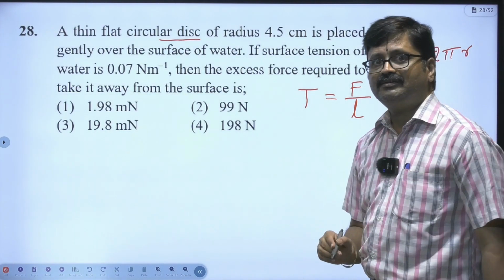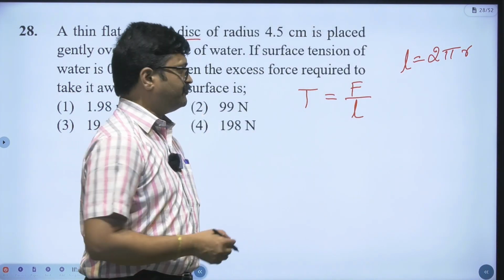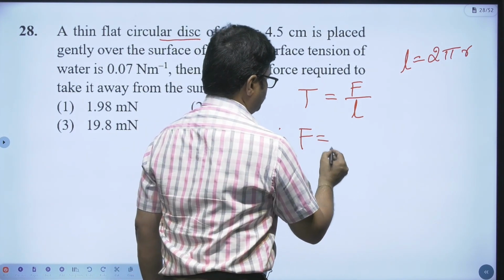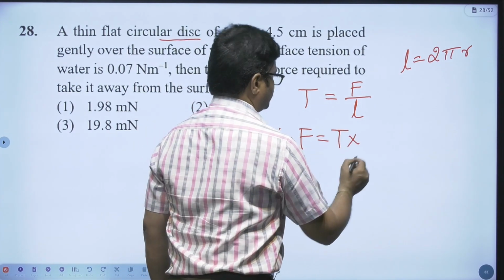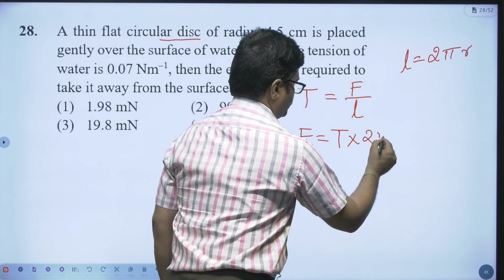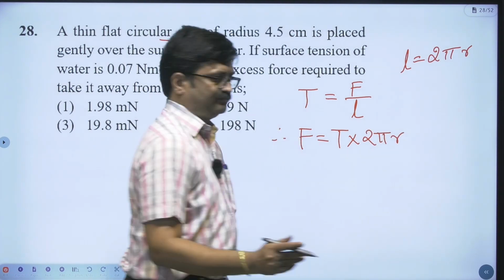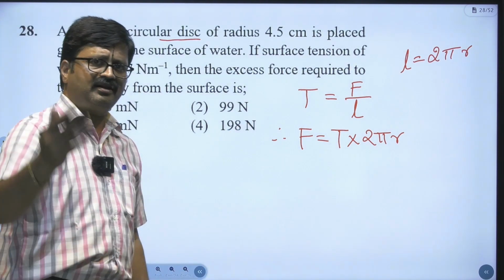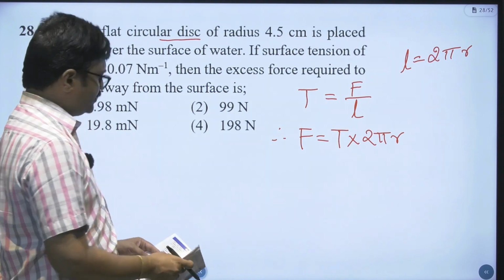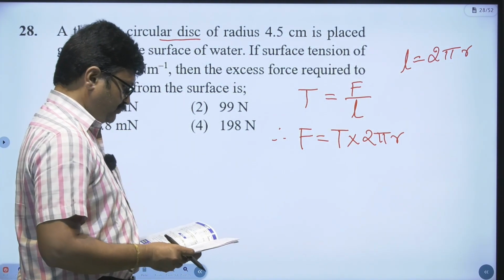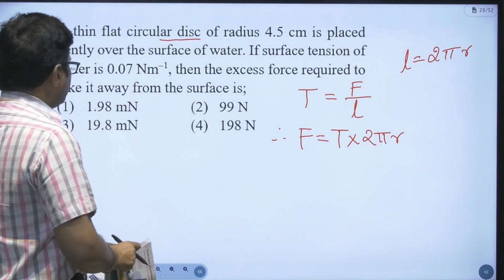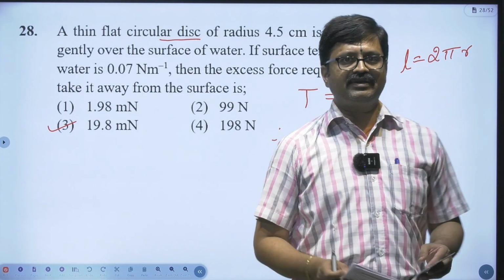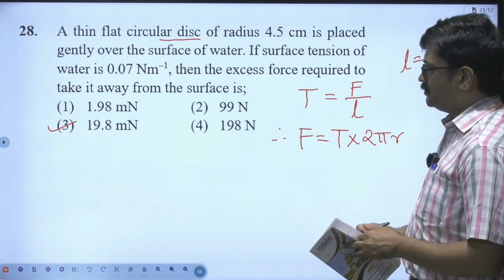L is 2 pi r, is it not? Okay, it's quite easy for us. So therefore we should find force. Force F is equal to what? Surface tension into length. What is length here? 2 pi r. Now, I need not be more genius by making calculation of this. I hope you people can very easily calculate this. So, in this particular question, we can see that the answer will be 19.8 millinewton. So, this is option 3 for us.